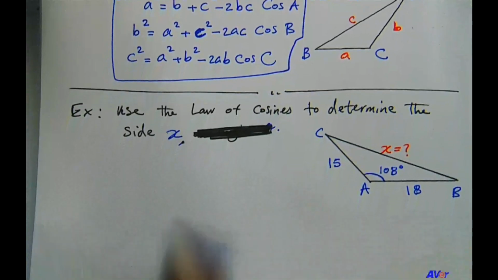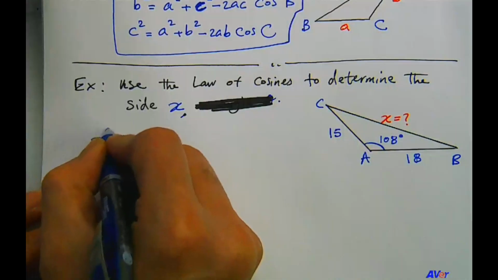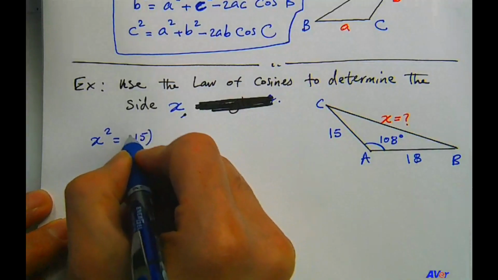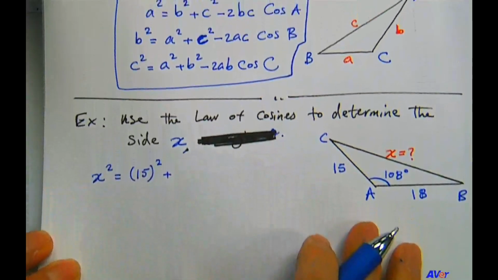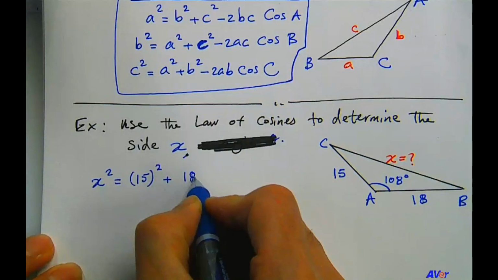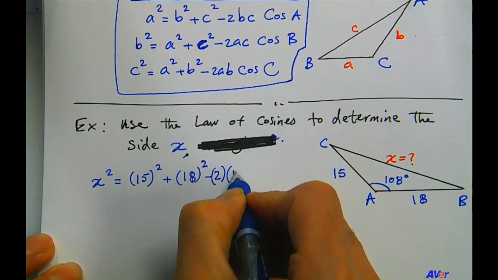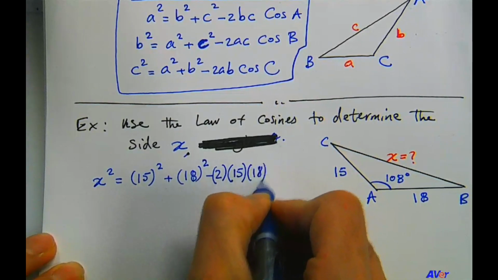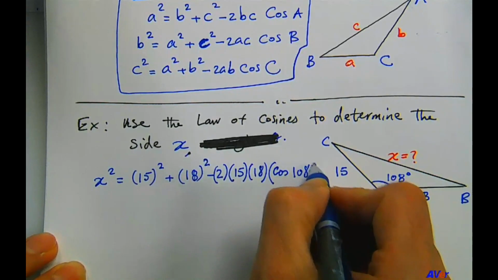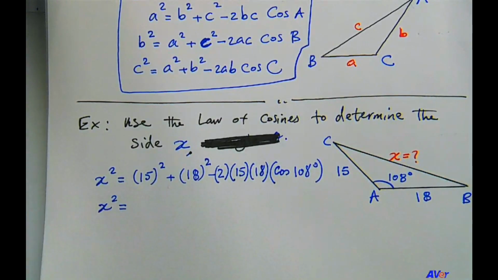So based on that, let's write this down. We're going to say x squared is equal to 15 squared plus, I'm just applying this formula, plus 18 squared minus twice 15 times 18 times cosine of 108 degrees. Like that.